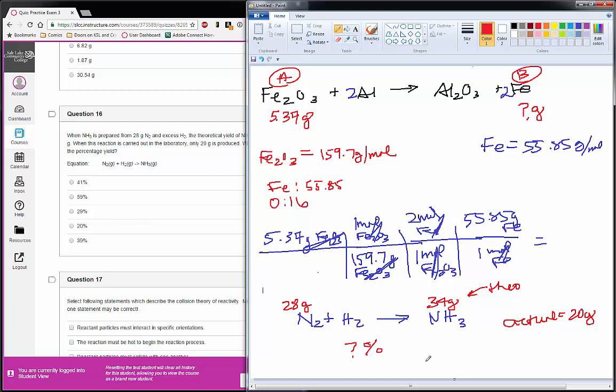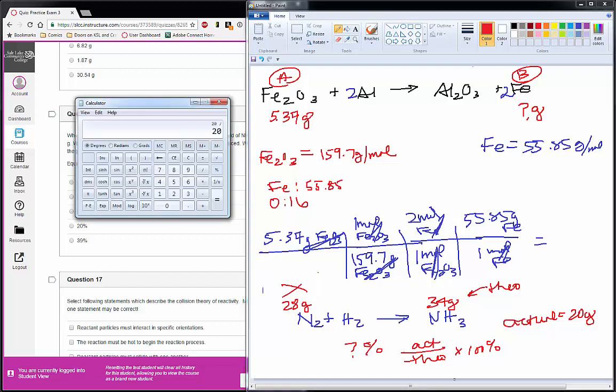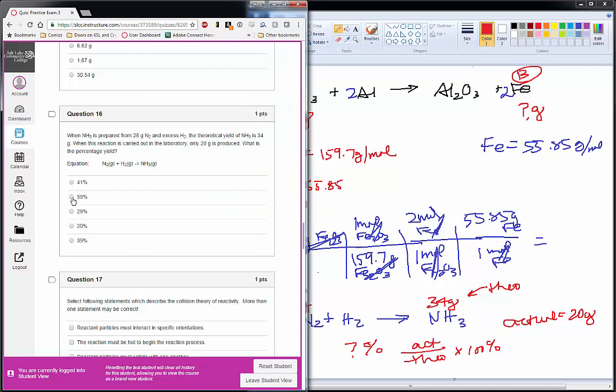What's the percent that I got? Well, the percentage is the actual divided by the theoretical. Multiply that by 100. So this is not going to be used. All I need is the actual and the theoretical. But you have to know what you're doing in order to know that this is not going to be used. So let's plug that in. Actual of 20 divided by theoretical of 34. Multiply that by 100 to make it a percent, and I get 58.8% for that equation.